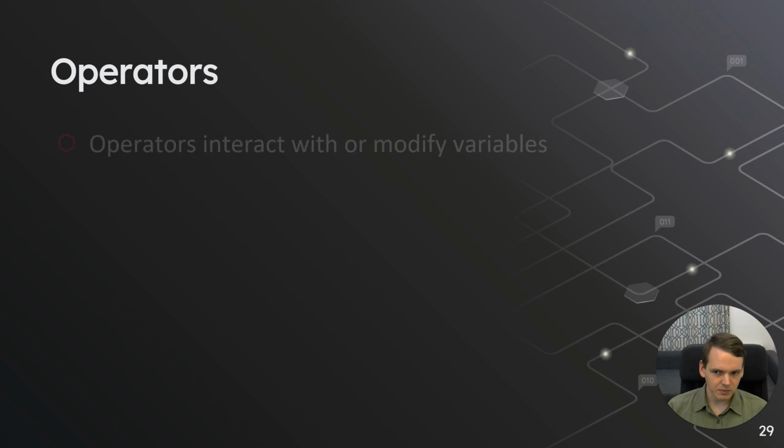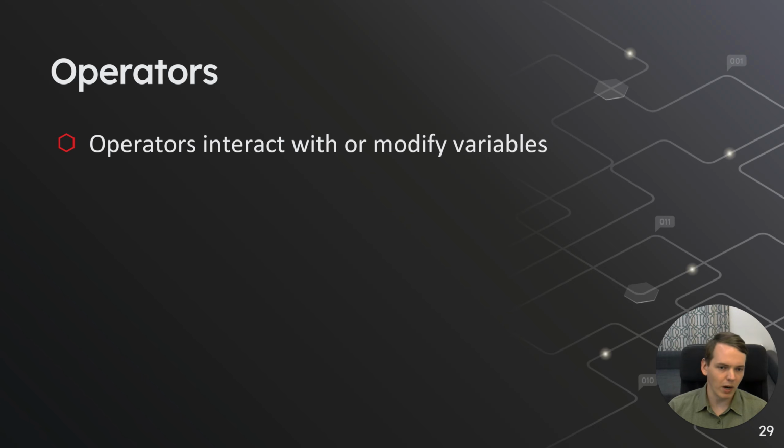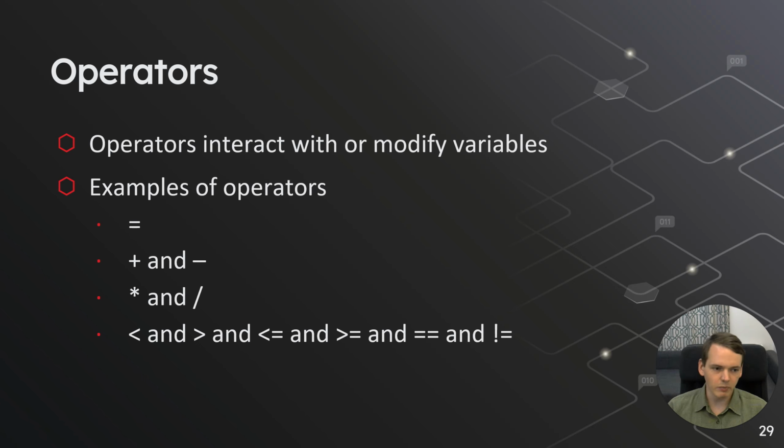Next, we've got operators, and those interact with or modify variables. So here's a bunch of examples. You're used to seeing these because they're math things. So equals, this is a little different. This sets a variable. In most languages, these are pretty common things. There's of course going to be places where there's exceptions, but usually if you have an equals sign, it's setting a variable. So if I said x equals 5, it makes x equal to 5. Then if I ask about x later, it says x is 5.